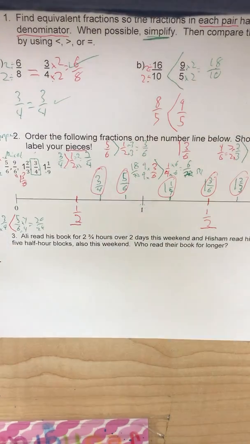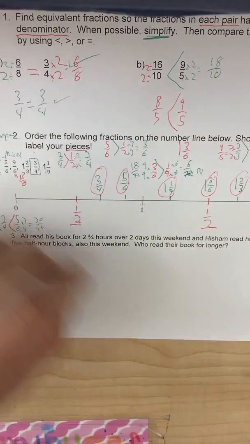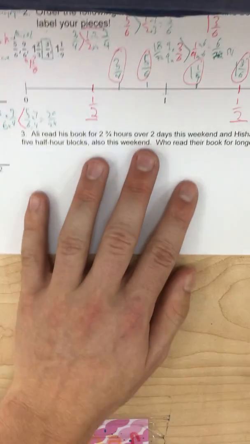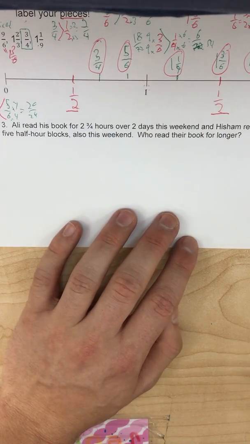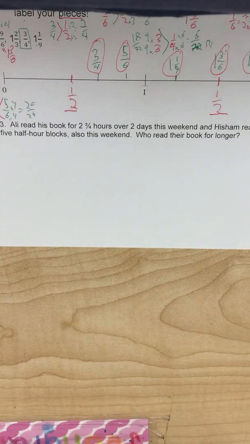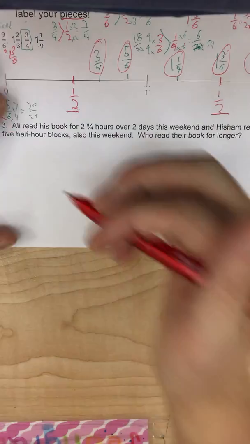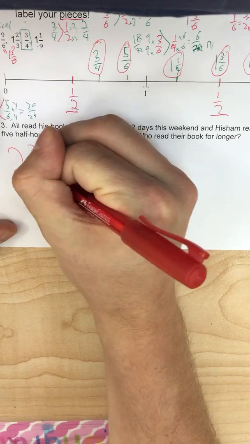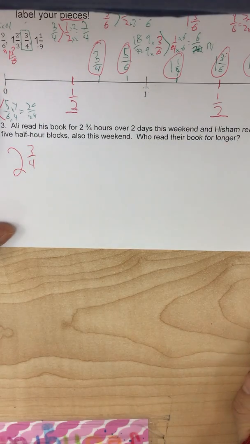That was a long explanation for that, I know, but that's one thing that we got to get through, right? We struggle a lot with number lines. This one will get a lot faster. So Ali read his book for 2 3/4 of an hour, right? 2 3/4 of an hour. Over 2 days this weekend.